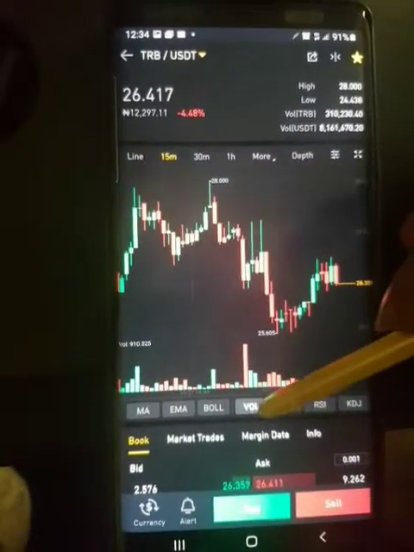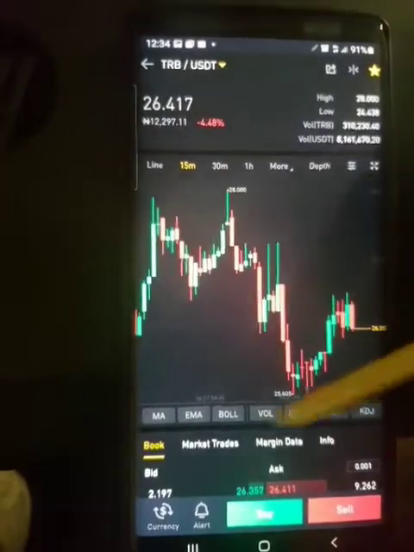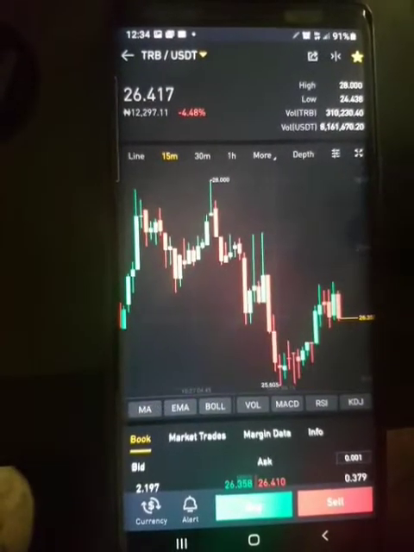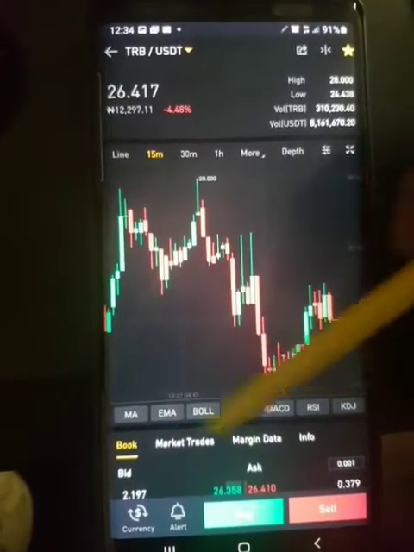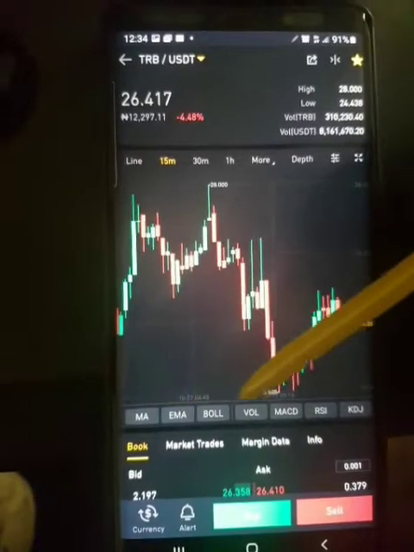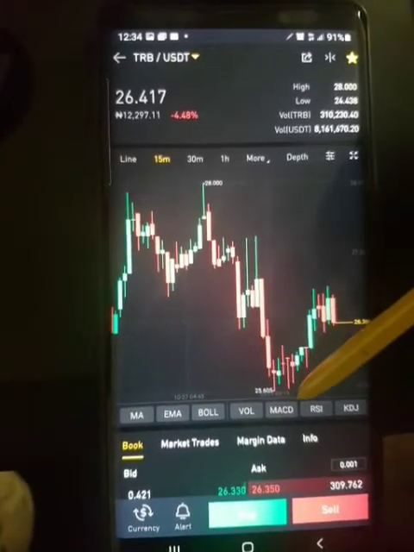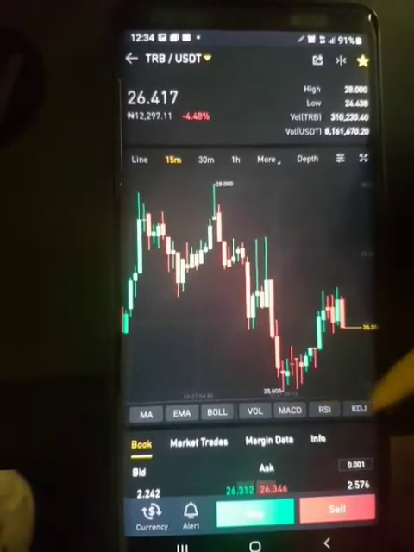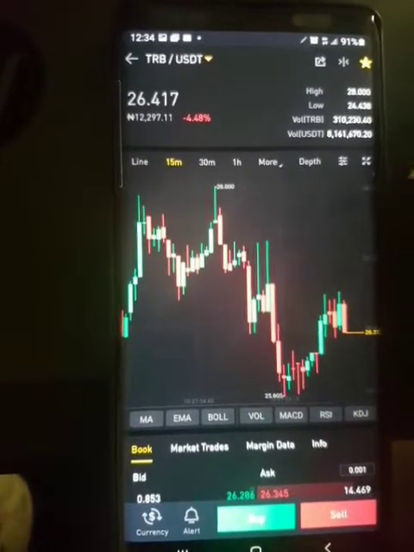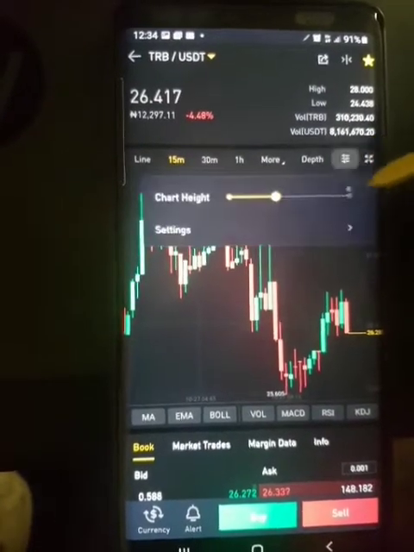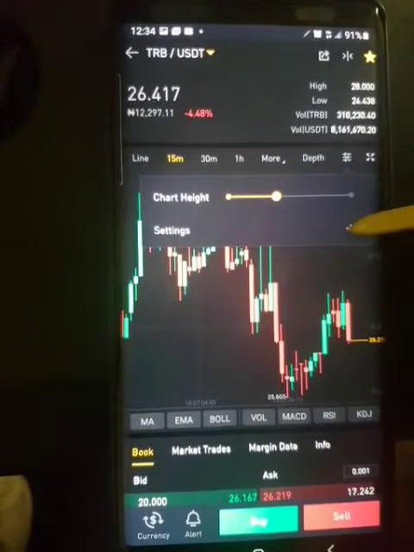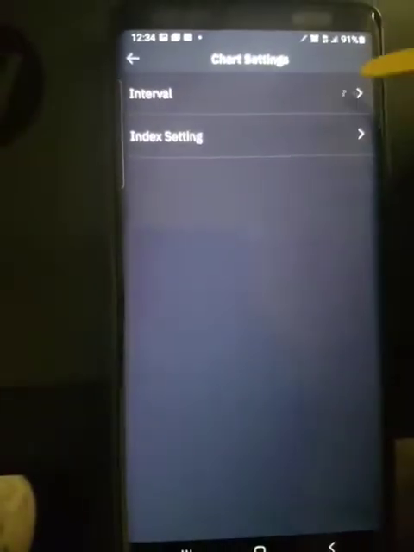Let me take out this one. So now down here is what we call market indicators. That's all you have down here: MA, EMA, Bollinger, Vol, MACD, RSI, relative strength index, and KDJ. But now let's come here to settings, so you can set yours exactly the way mine is. If you come to setting here, it brings you here.